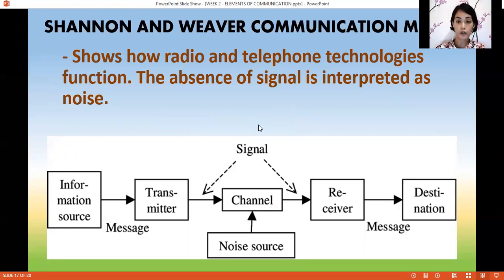Bay, choppy imong line, okay? We cannot hear you. Your line is breaking. Choppy ka bay, choppy ka. Okay, that is noise.